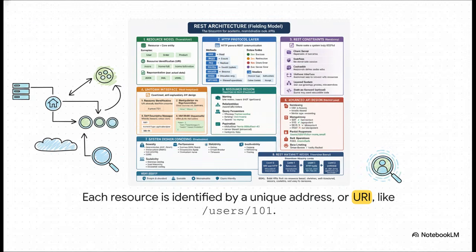So how do we find these things? Well, every single resource gets its own unique address. We call this a URI, a Uniform Resource Identifier. This is so key. A URI gives us a consistent, predictable way to point to something. For example, /users might be the address for the whole collection of users, while /users/101 points to that one specific user. It creates this logical, almost folder-like structure that's super intuitive.